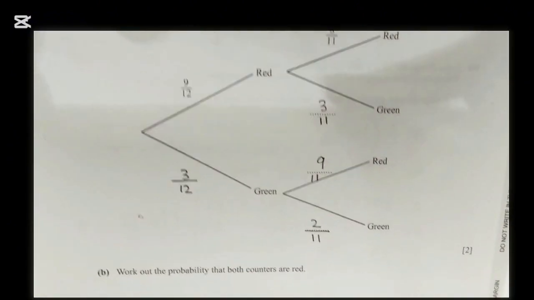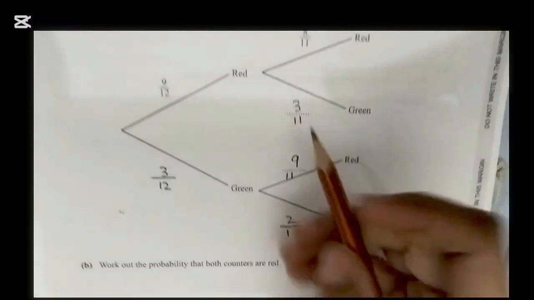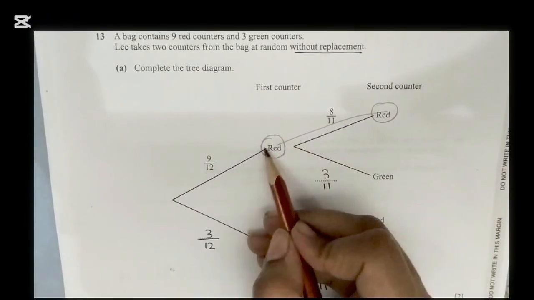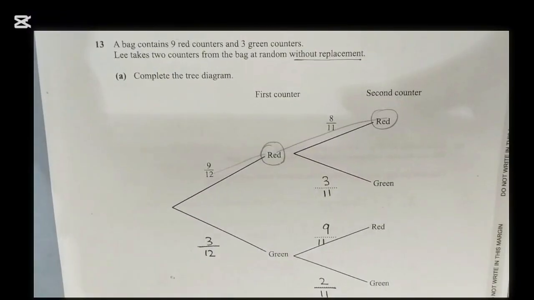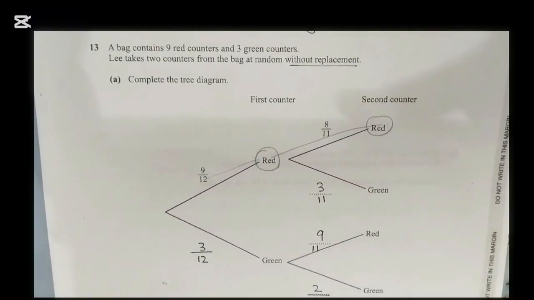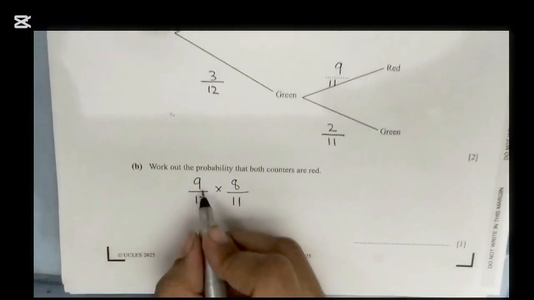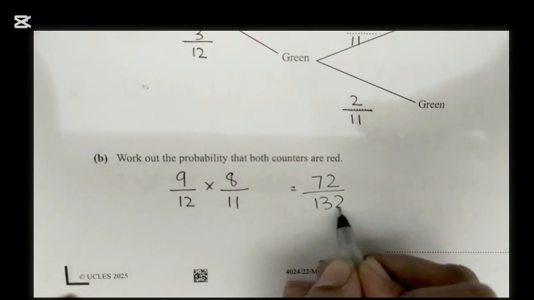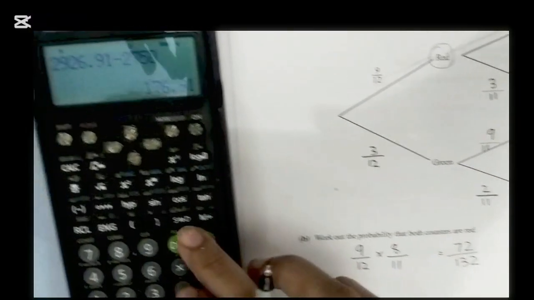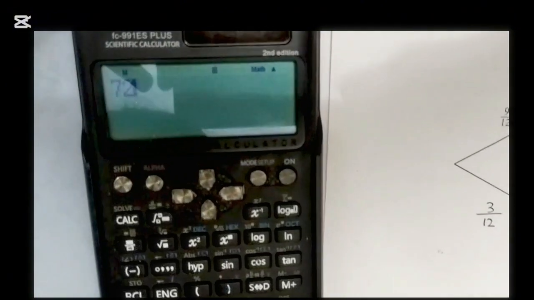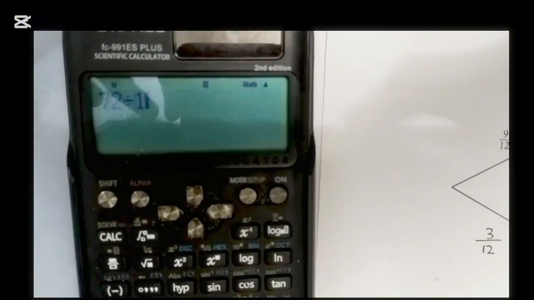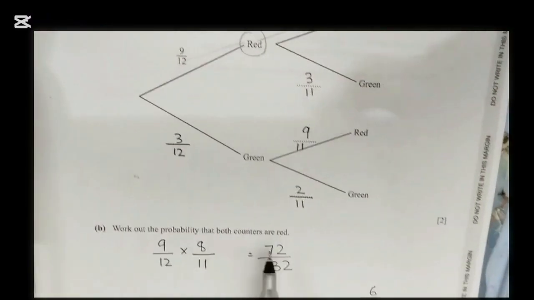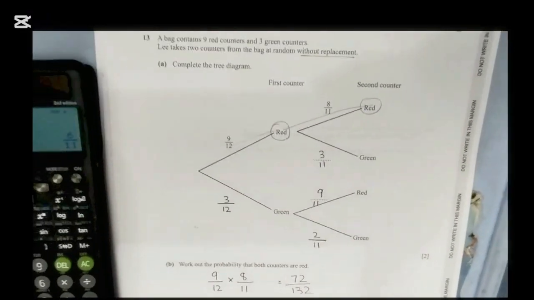Work out the probability that both counters are red. Red and red, you can see this is red and this is red. It means we are going to use this one. So 9 upon 12 times 8 upon 11. So 9 times 8 is 72 upon 132. And you can simplify by using your calculator. 72 divided by 132. So it would be 6 upon 11. So the probability for both red counters is 6 upon 11.